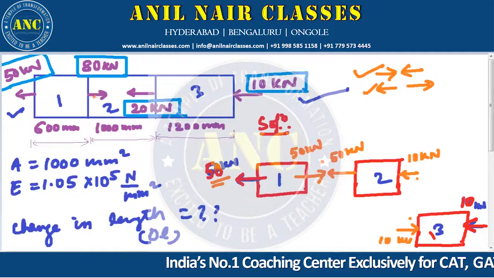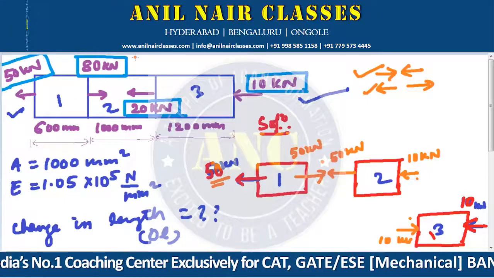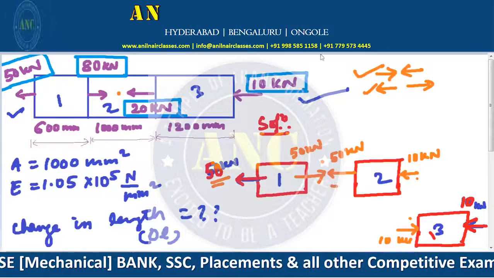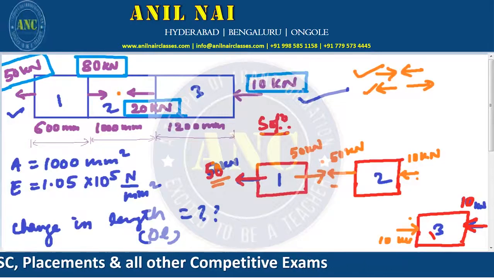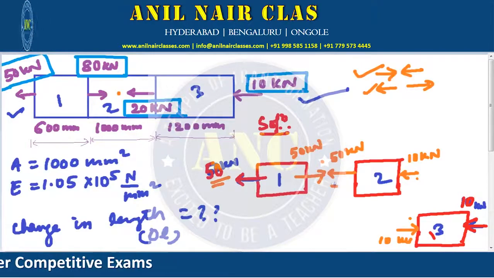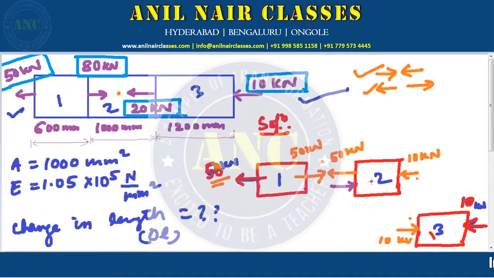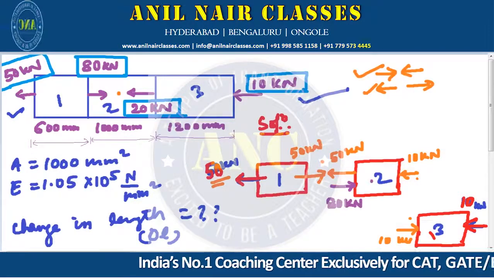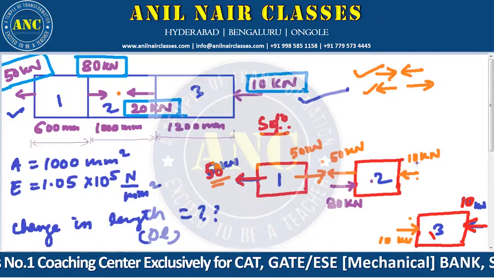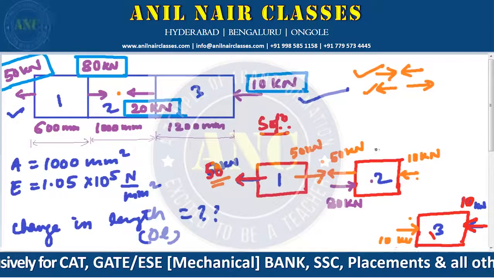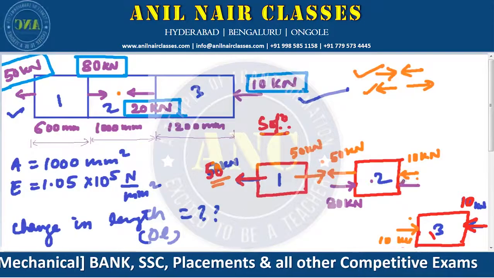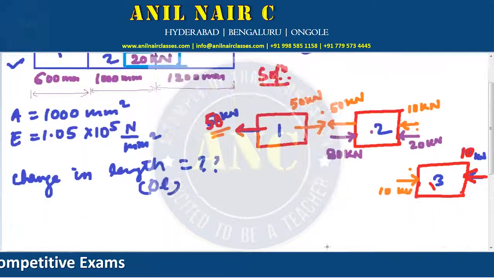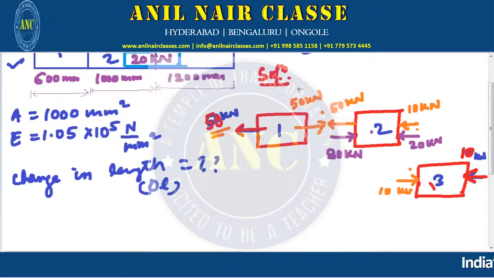Now, after putting this, put the remaining. That is 80 kilonewton, acting on the border of 1 and 2, going towards the center of 2. So this is 2. Here 80 kilonewton is going towards the center. Similarly, here 20 kilonewton is also going towards the center. Clear?